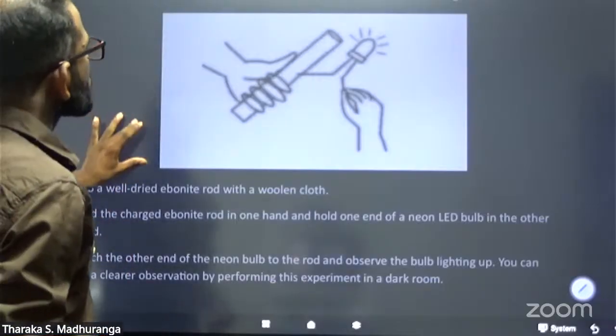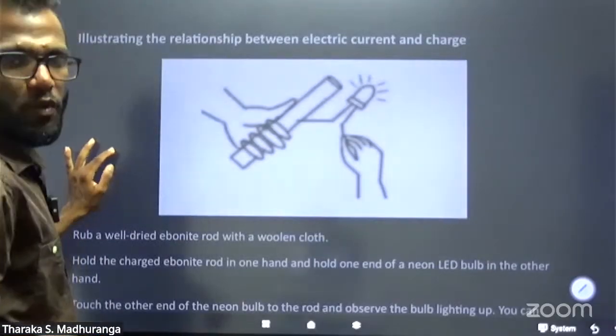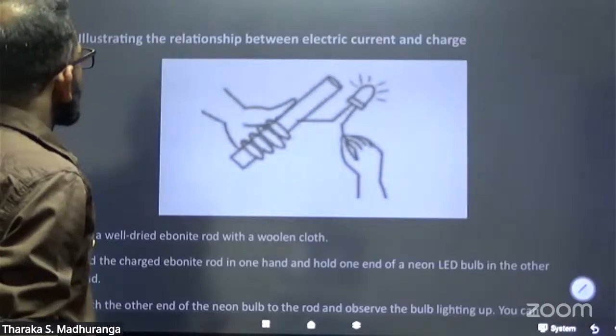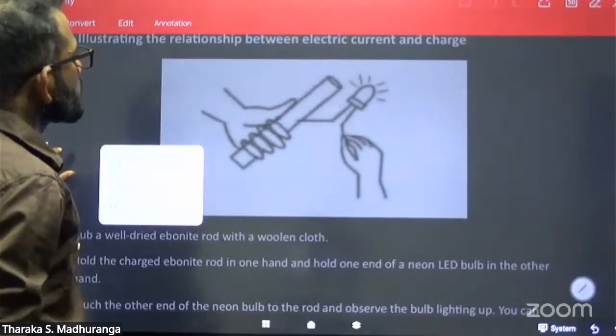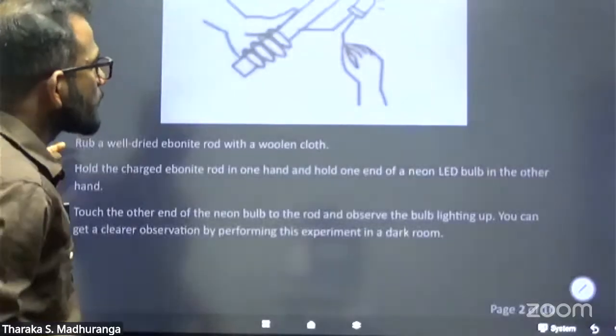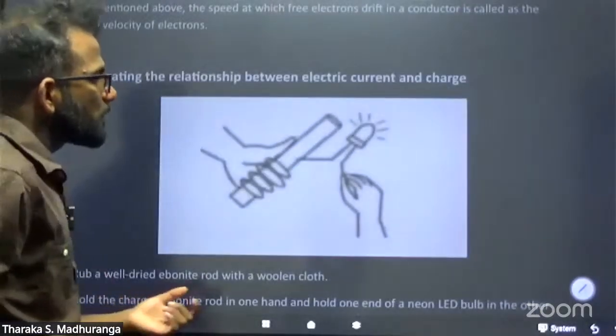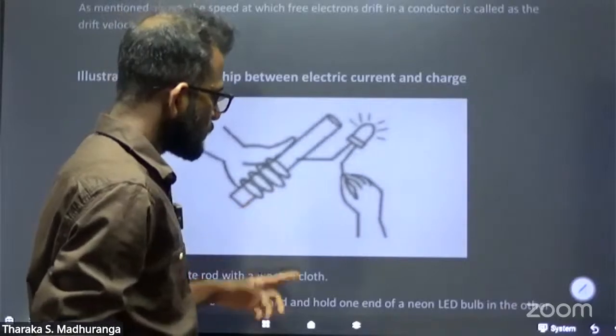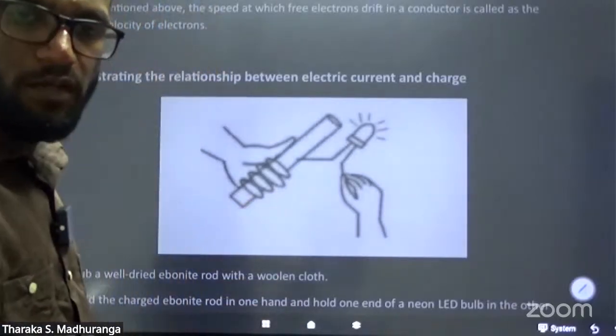Okay, that's a simple experiment. I think you already know. Illustration: the relationship between electric current and charge. That's a simple experiment. I'll show you this experiment. Give me a second.